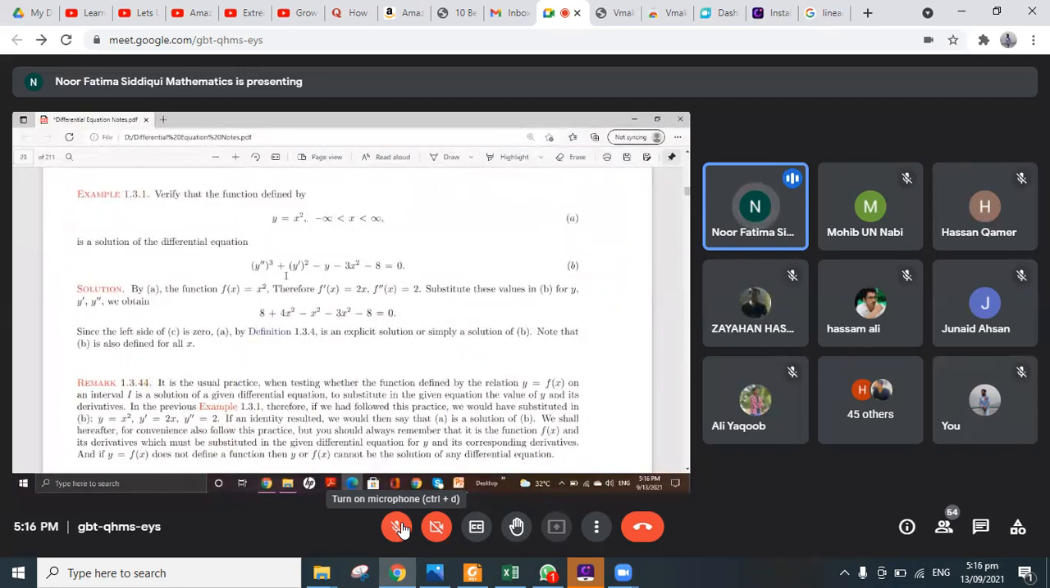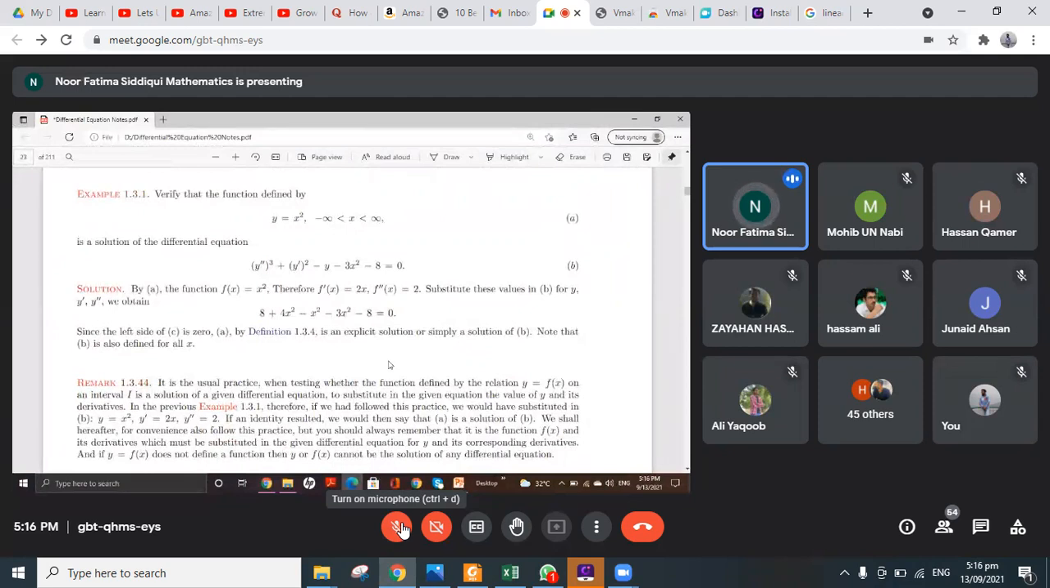If this function is the solution of this differential equation, it should satisfy it. Right? So if we substitute the second order derivative here and the first order derivative here, the left hand side should be equal to the right hand side. You can see that the function f of x is equal to x square, f prime will be 2x, and f double prime will be 2. If we substitute all of these, it will be satisfied. 8 minus 8 will be cancelled out, plus 4x square minus 4x square, so it satisfies the equation.